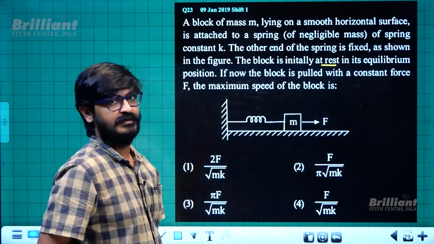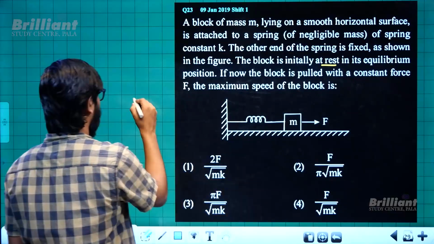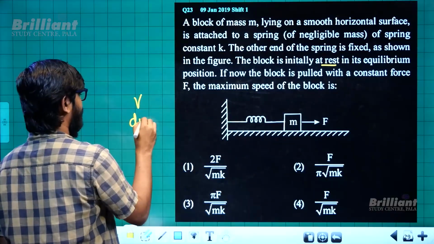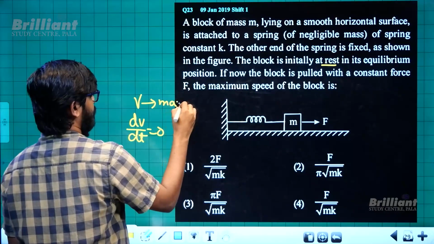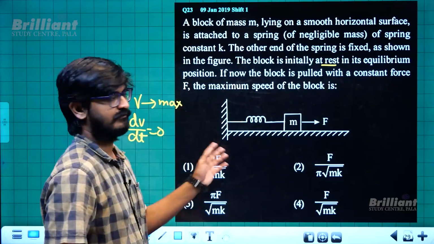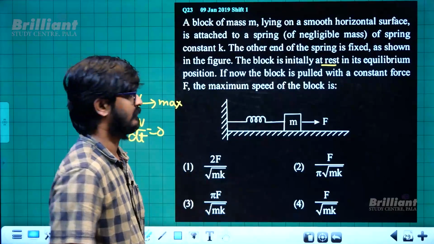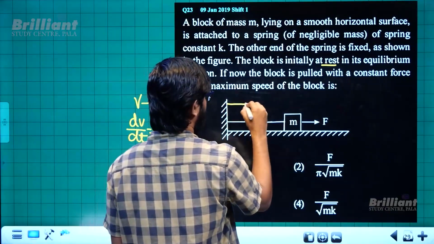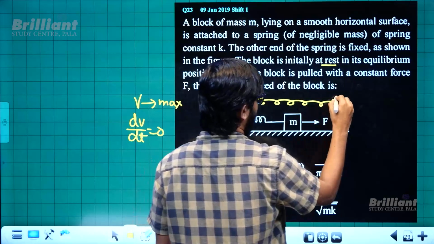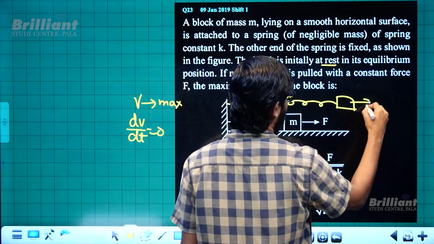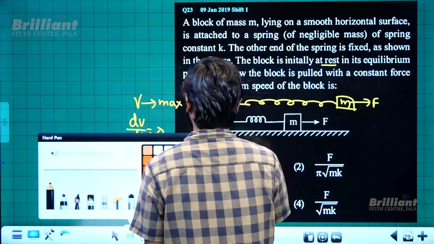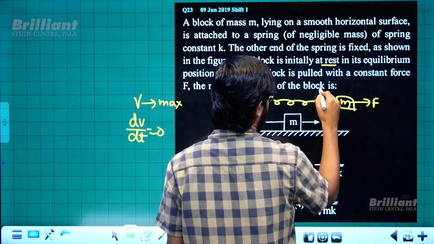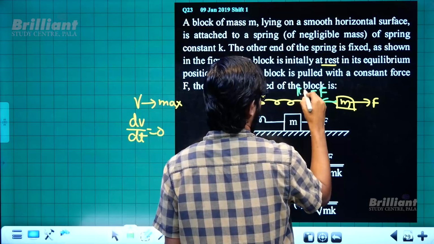Now maximum speed, what does it mean by maximum speed? V is maximum, so dV by dt has to be 0. That is, net acceleration is 0, that is, net force is 0. So the meaning is they are talking about some situation where the spring is expanded and where the applied force is F and the spring force is also going to be F, that is k times x.